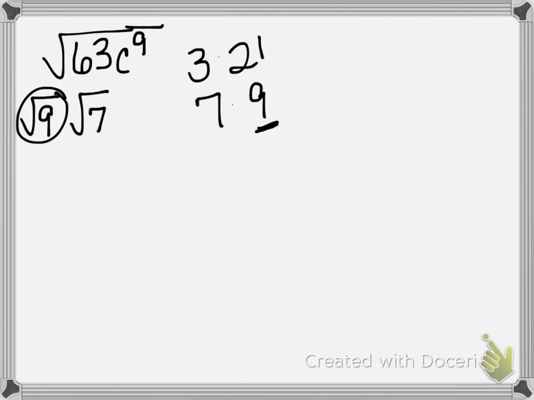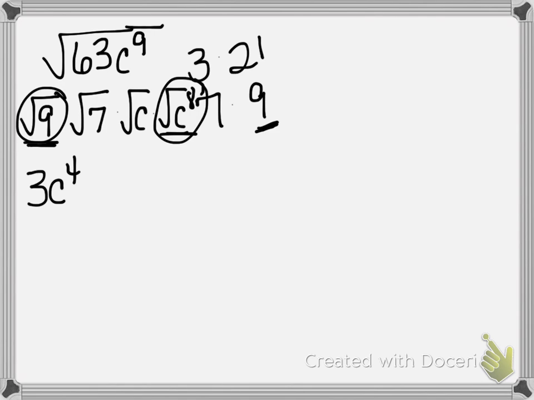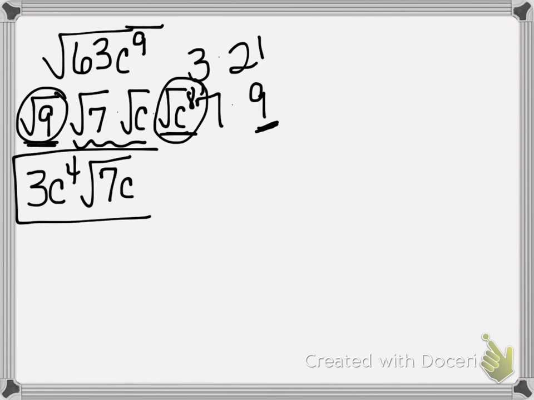Now let's look at that c to the 9th. Let's take that odd one off, and then we'll put the rest of them under a radical. And the even exponent is perfect. So let's take the square root of 9, that's 3. The square root of c to the 8, that's c to the 4. And then we'll put these two back together under a radical, and I'm simplified. Are you seeing kind of how it's flowing a little bit?